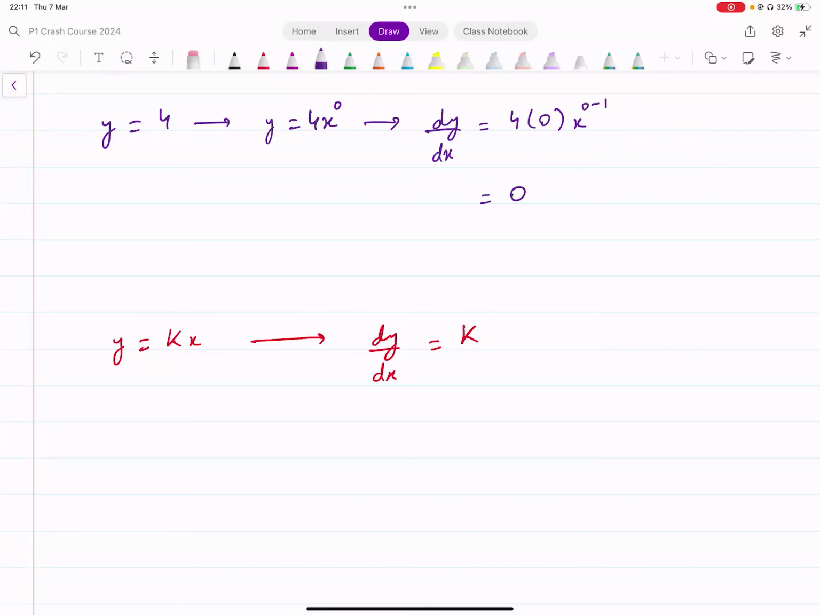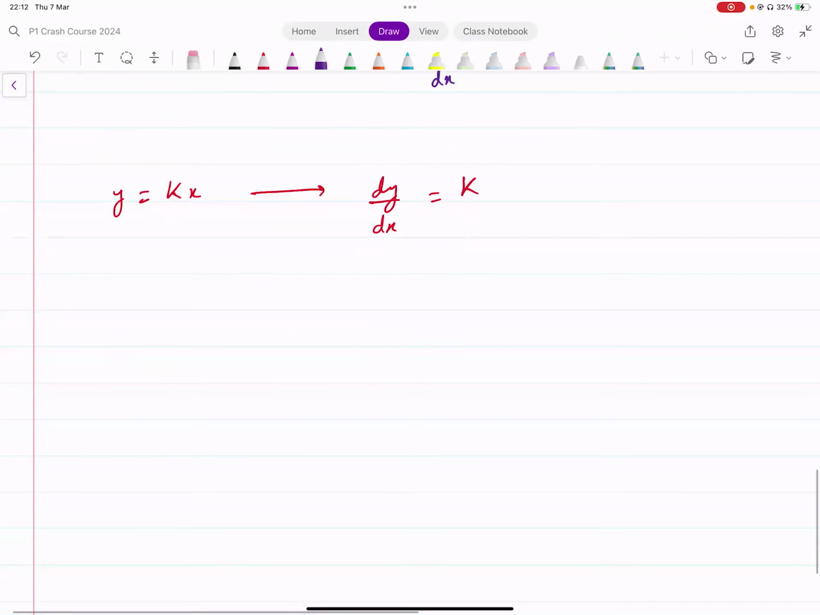And that's a general thing that you can remember as well. y equals 4. What kind of a line is this? It's a horizontal line, right? y equals 4 is a horizontal line. Horizontal lines have 0 gradient. And using the power rule as well, you're getting the derivative equal to 0. So that's a general thing that you can remember now as well.